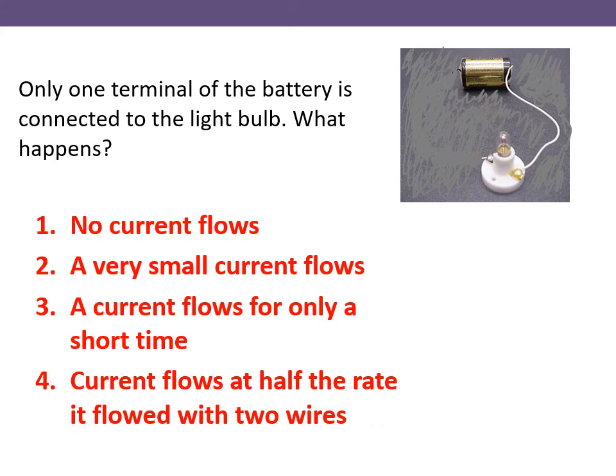All right, so super simple question. You've set up this circuit here, but you've forgotten to connect the battery back to the light bulb. What's going to happen here? Obviously, number one, no current's going to flow because it is an open circuit.